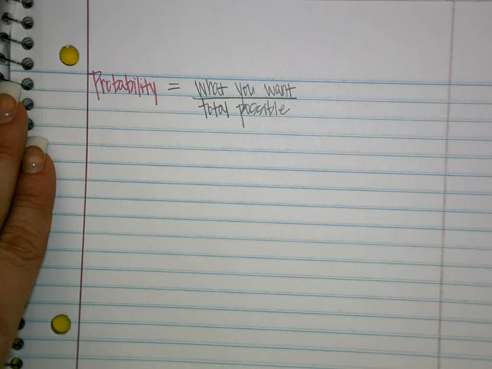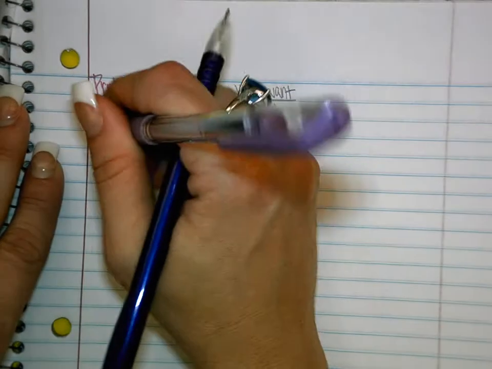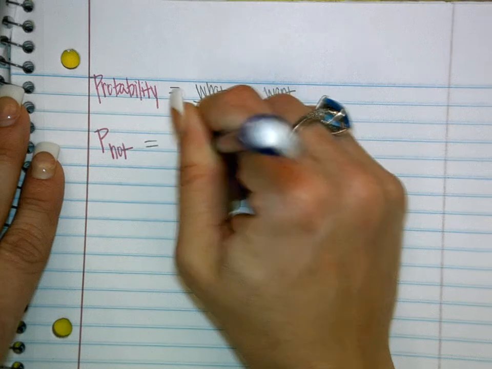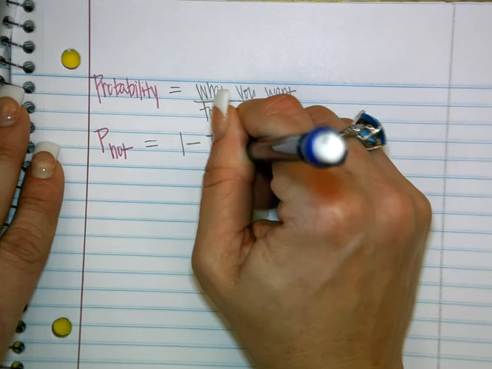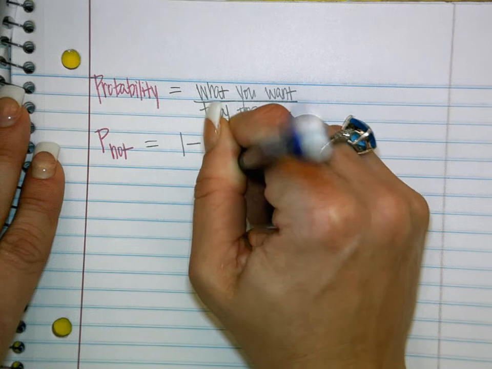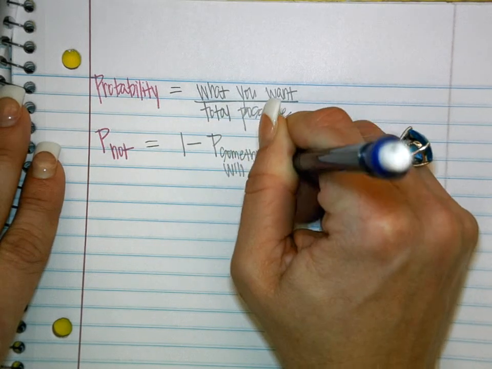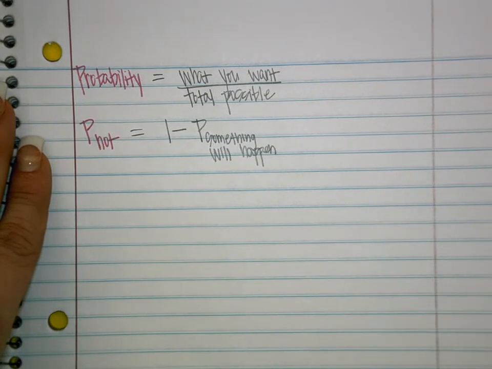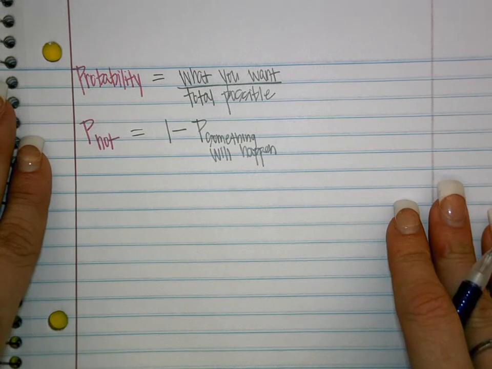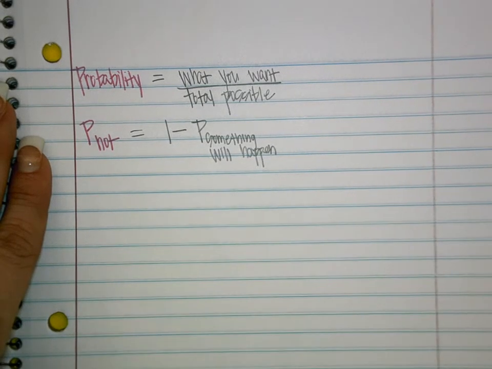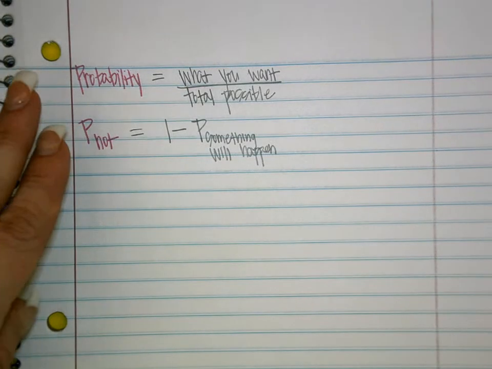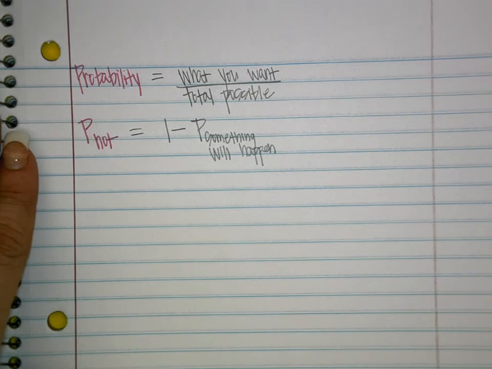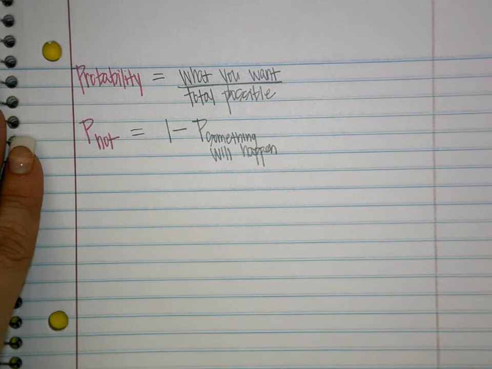What you want divided by total possible. You also need to know the probability of something not happening. The probability of something not happening is equal to 1 minus the probability that something will happen. Those are called complements to each other. So the probability of it not raining is 1 minus the probability that it would rain. So 1 minus whatever the probability is. Or you can just make sure that they all add up to 100%. That's what this does.